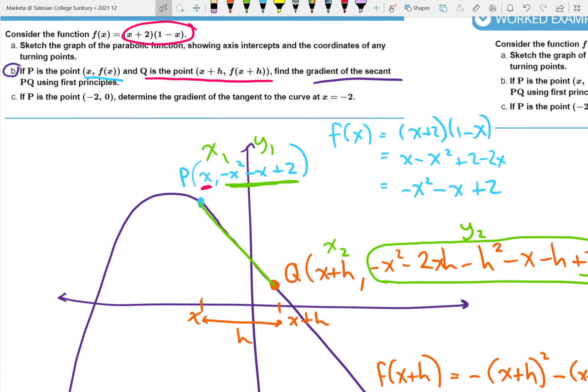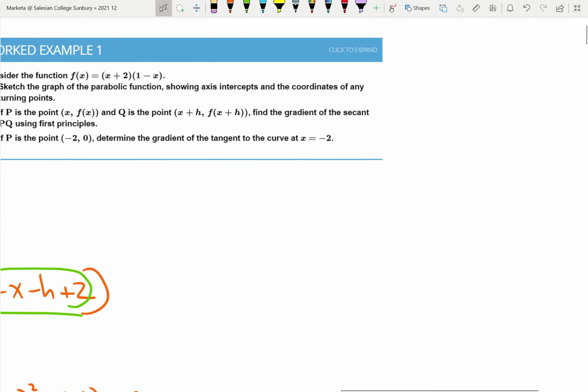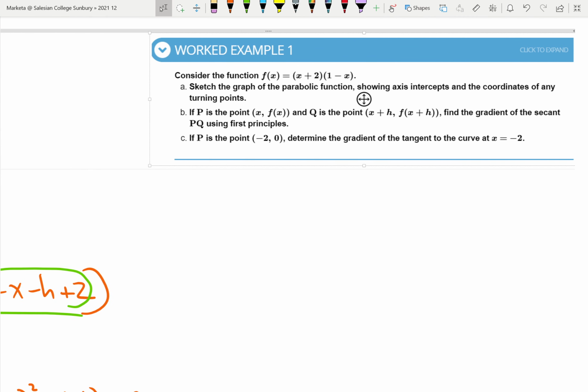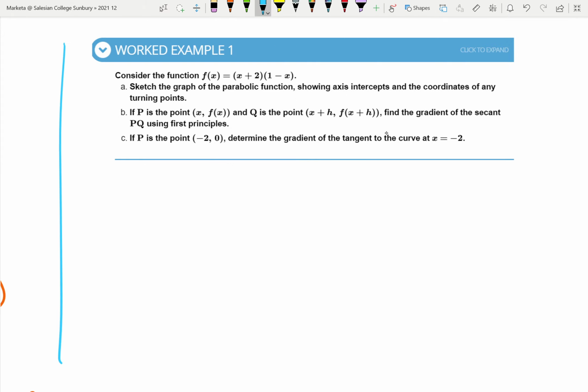Yeah, so we've found the gradient of the second using the first principle. So that's part B done. So let's now move along here. Actually, I might move this over. That's better. All right, so if P is the point neg 2, 0, determine the gradient of the tangent to the curve at x equals negative 2.